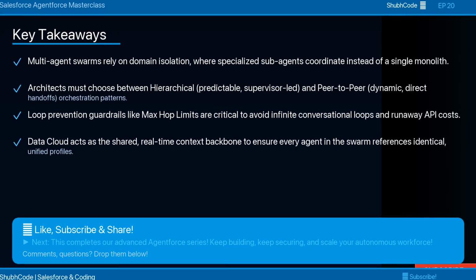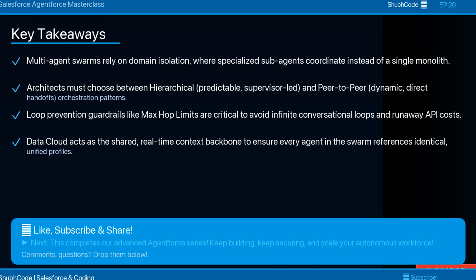Alright, let's wrap up. Here are the key things to remember. Multi-agent swarms rely on domain isolation, where specialized subagents coordinate instead of a single monolith. Architects must choose between hierarchical, predictable, supervisor-led, and peer-to-peer, dynamic, direct handoffs orchestration patterns. Loop prevention guardrails like max hop limits are critical to avoid infinite conversational loops and runaway API costs. Data Cloud acts as the shared, real-time context backbone to ensure every agent in the swarm references identical, unified profiles.